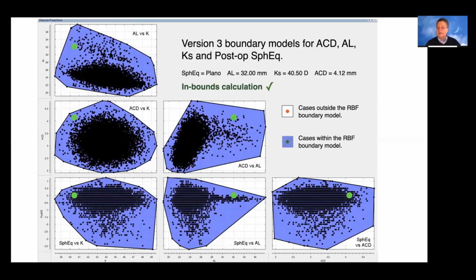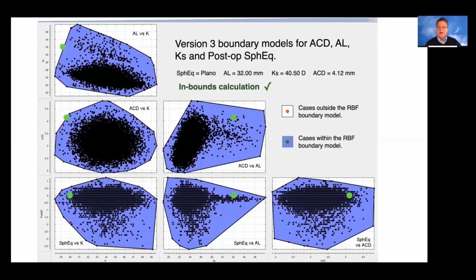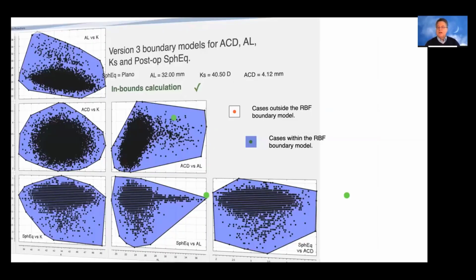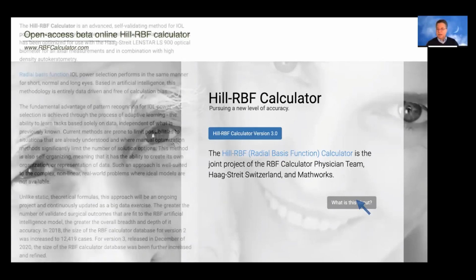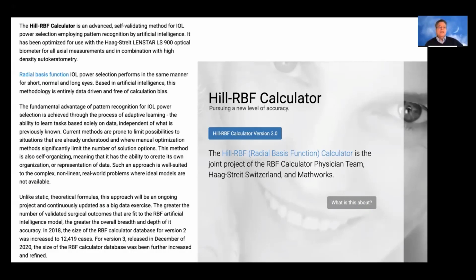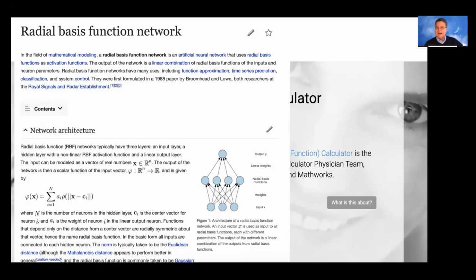So we've expanded both the depth and the breadth of our boundary models. Now, Haag-Streit has made available an online calculator with version 3. This is at rbfcalculator.com. It's open to anybody. There's no charge. And you can go to the website. You can click on, what is this? And it will take you to an explanation of what it is we're doing. And then if you're as geeky as I am and you like to get down into the math, you can go to an explanation of exactly what's taking place.